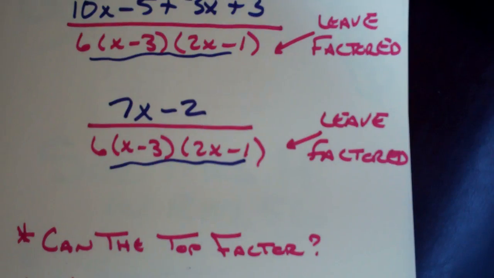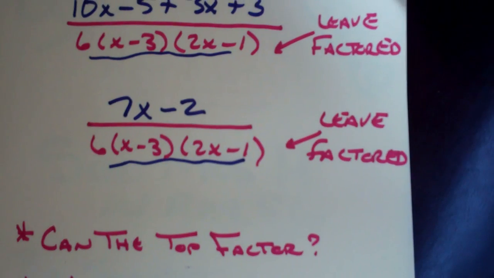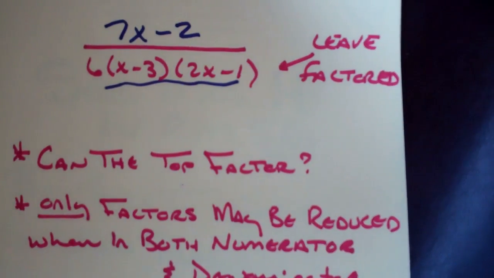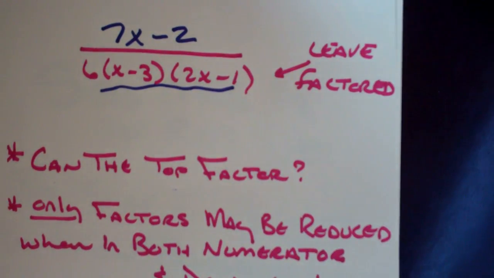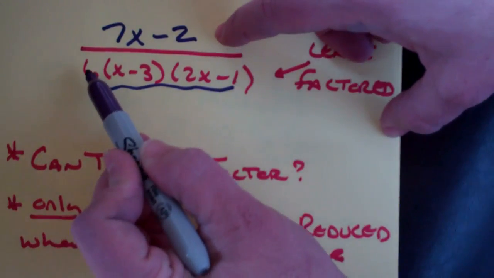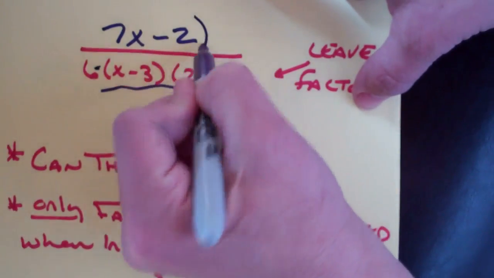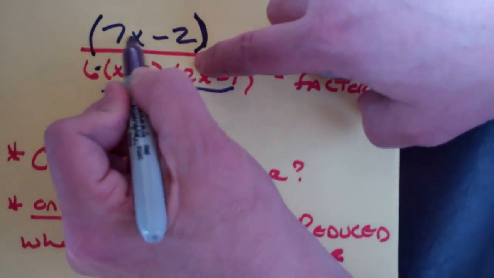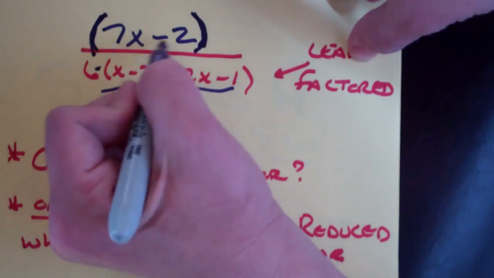Would the numerator possibly factor into something that would cancel with the denominator? That's why we want to leave these factored, because I can tell you every once in a while you'll get so lucky that it does happen. Remember that only factors may be reduced when they're both in the numerator and denominator. I can't consider anything about the 6 that's a factor and the 2 that it's not. This numerator is locked up. These are two terms that together could be wrapped up and considered all one factor.